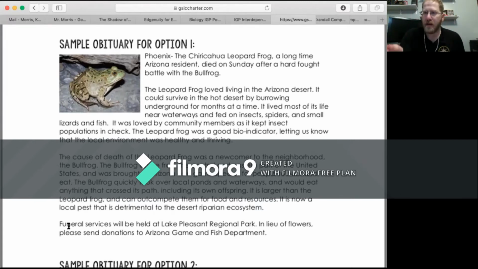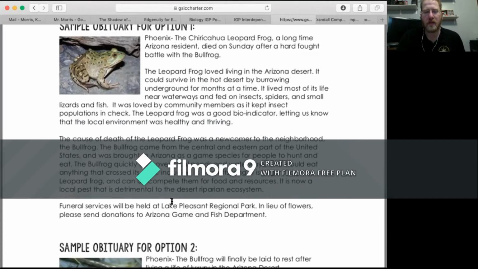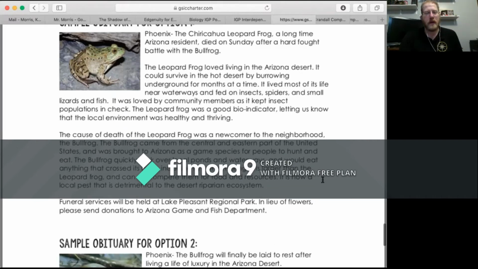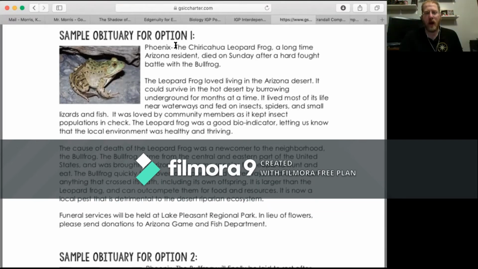And then, of course, end it out like you do with any obituary. Funeral services will be held at Lake Pleasant Regional Park. Insert your own funeral parlor or church or whatever here. That doesn't matter. In lieu of flowers, please send donations to the Arizona Game and Fish Department. So once again, it just has that obituary flair. If you wanted to throw in something more, just say it is survived by, and then include several different animals that it lived around. So that is an example of an obituary for option one.